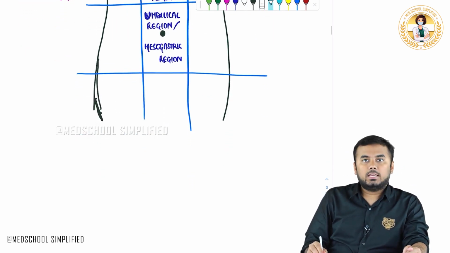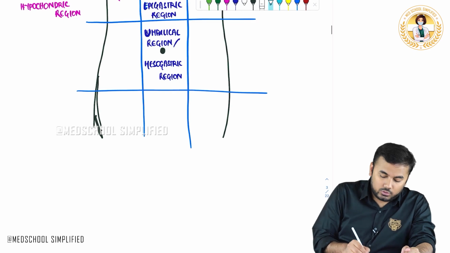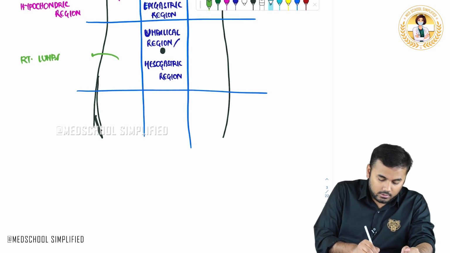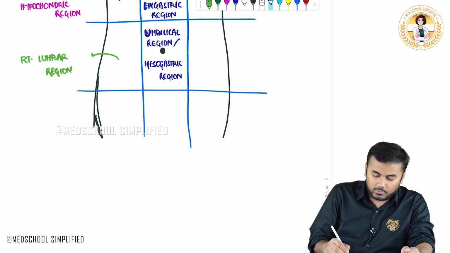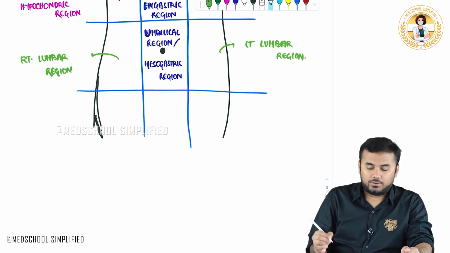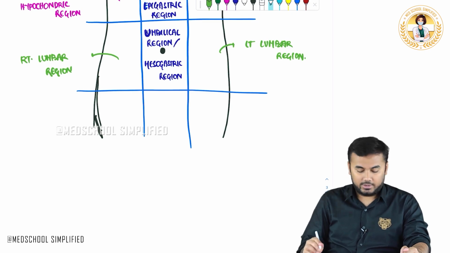Next, when it comes here, this is the lumbar area, right? So this area over here is called your right lumbar region, whereas this one is called your left lumbar region. Okay, right lumbar region and left lumbar region.